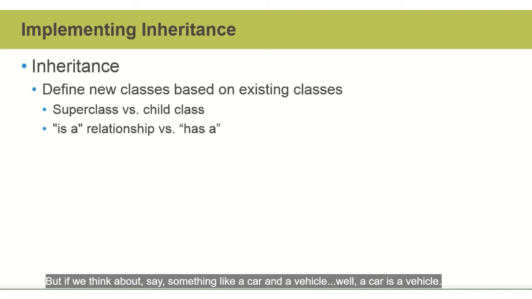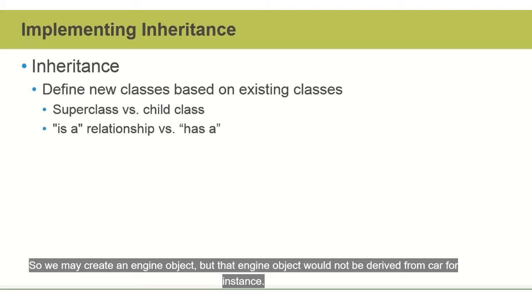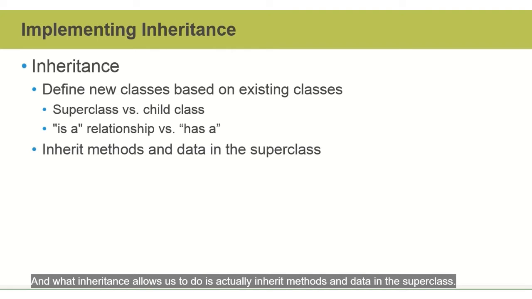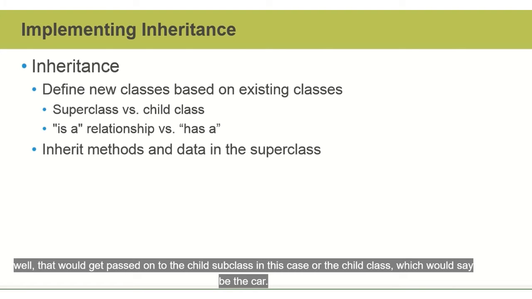But if we think about something like a car and a vehicle, well, a car is a vehicle. Likewise, a car has an engine. So we may create an engine object, but that engine object would not be derived from a car, for instance. And what inheritance allows us to do is actually inherit methods and data in the superclass. So anything that we may have set out in our superclass definition for, say, our vehicle, well, that would get passed on to the child subclass in this case, or the child class, which would be the car.